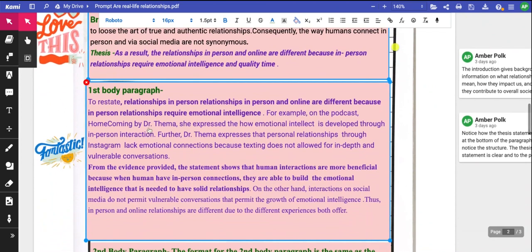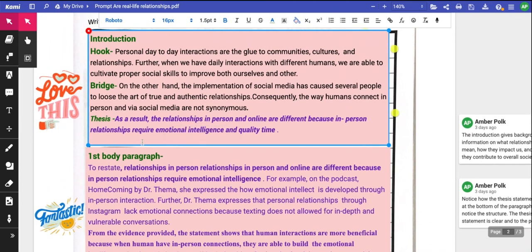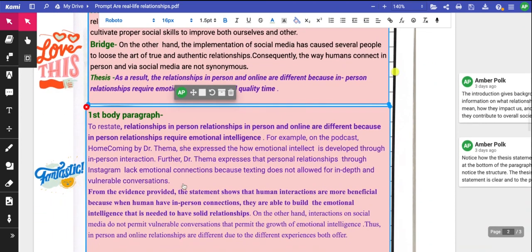All right. Now, after you do your introduction, you move on to your first body paragraph. This is when we start getting into the meat of your essay. This is where you argue your points by giving exact key evidence to prove your overall argument.